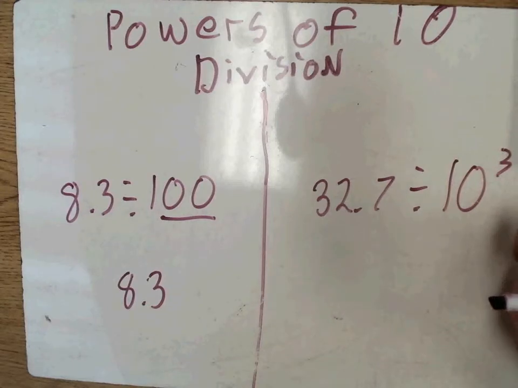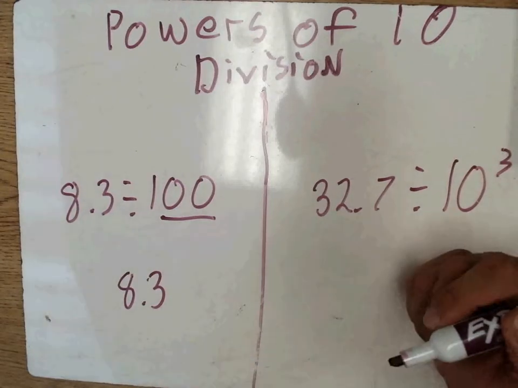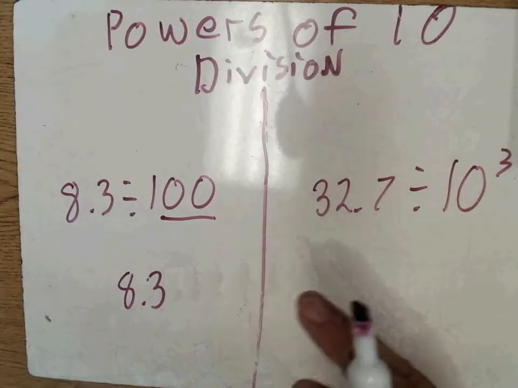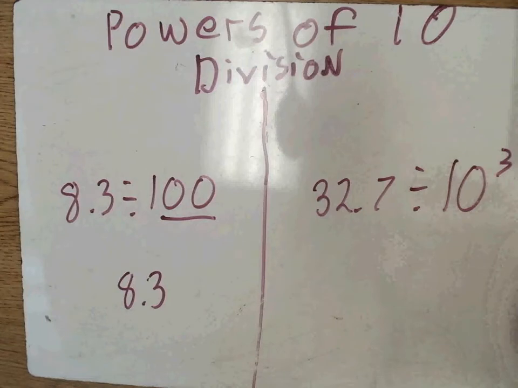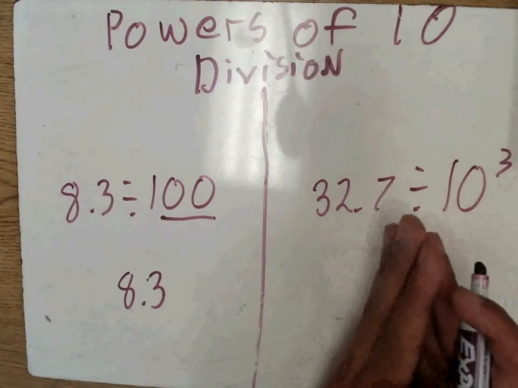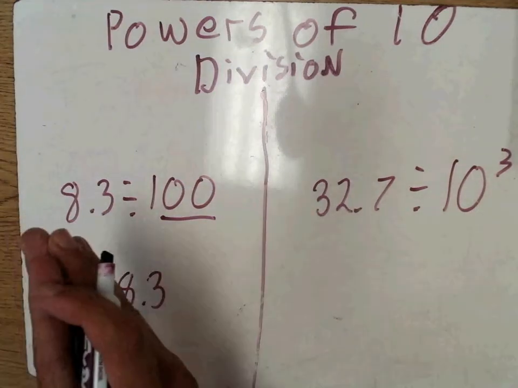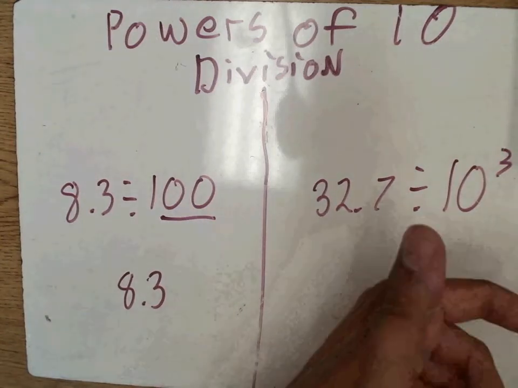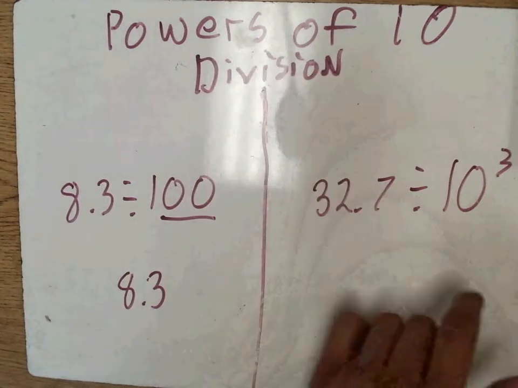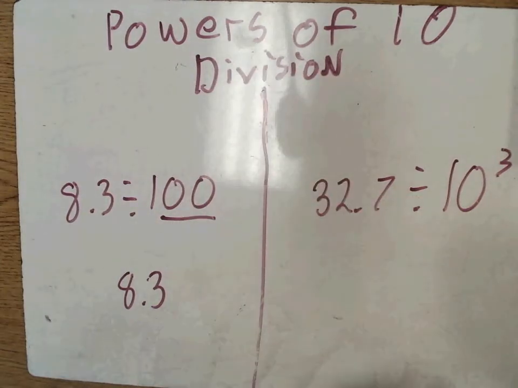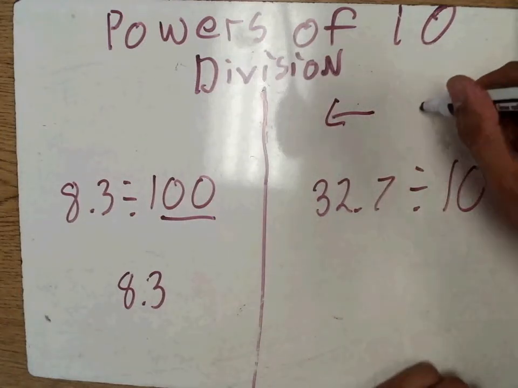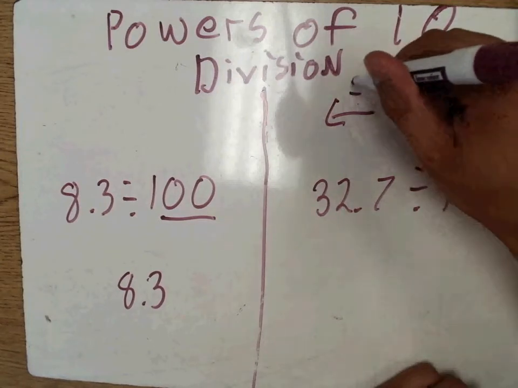Now, since we're dividing, our number is going to get smaller. When we multiplied, we shifted to the right because our number was going to get larger. When we divide, we shift our place value, or our decimal, to the left because our number is going to get smaller. That is literally the only difference between multiplication and division. The same thing with the zeros, the same thing with the decimal points, things like that, except when we divide, we shift left, and when we multiply, we shift right. So multiplication, division, right?